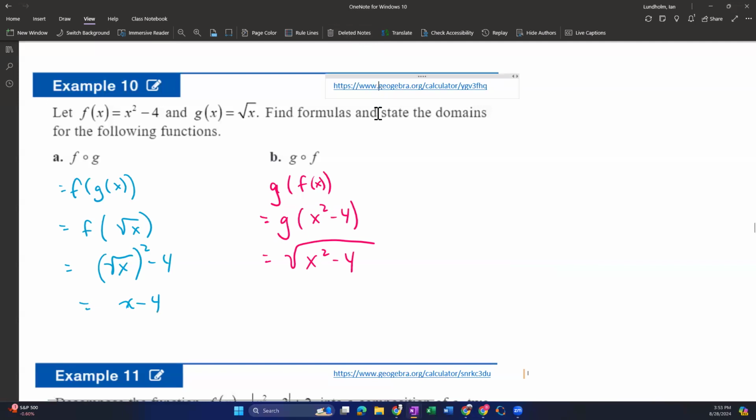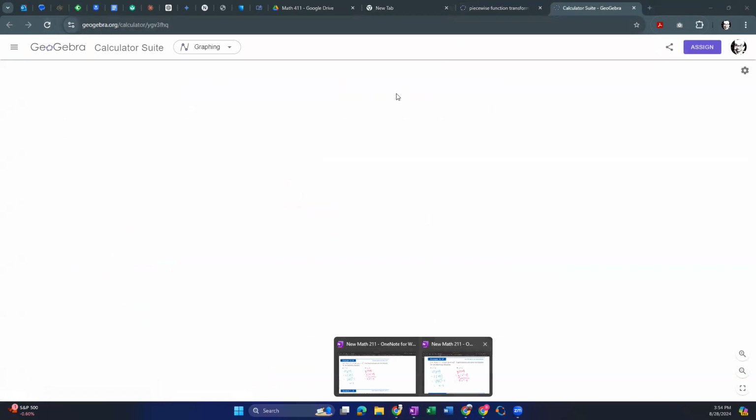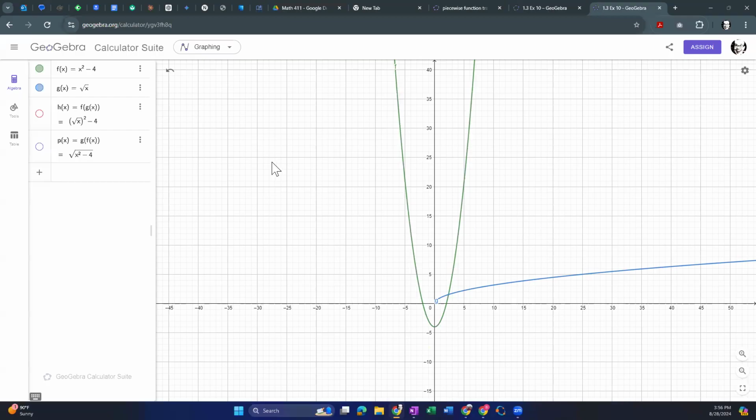Let's go ahead and take a look at the GeoGebra thing real quick. Opening file failed. Great. I'm gonna pause real quick. All right, we're back. I don't know why that link wasn't working, but we've got it now.